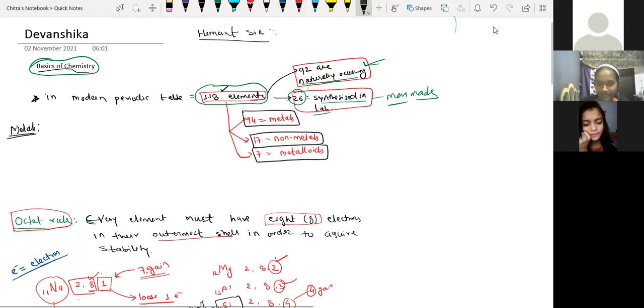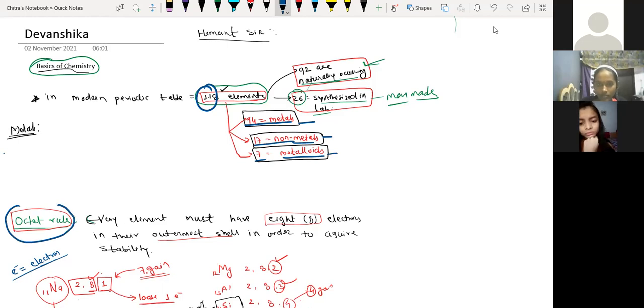Out of 118 elements, 94 are metals, 17 are non-metals, and 7 are metalloids. We have divided elements into 3 categories: metal, non-metal and metalloids. So what is a metal basically? In order to understand what are metals, non-metals and metalloids, first we have to understand the octet rule, the rule of 8 electrons.